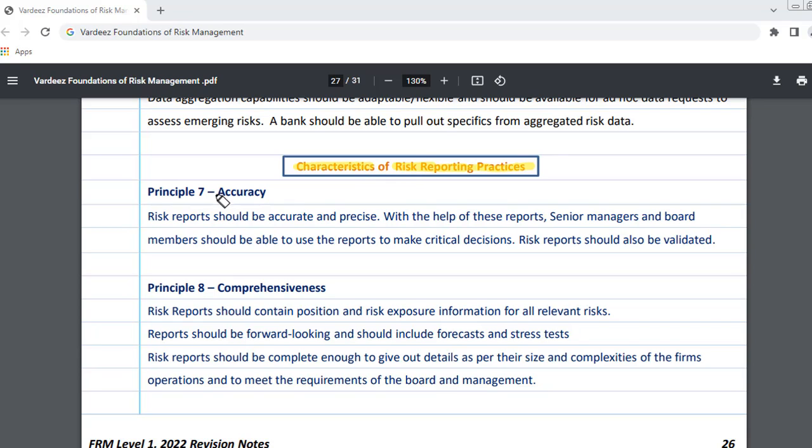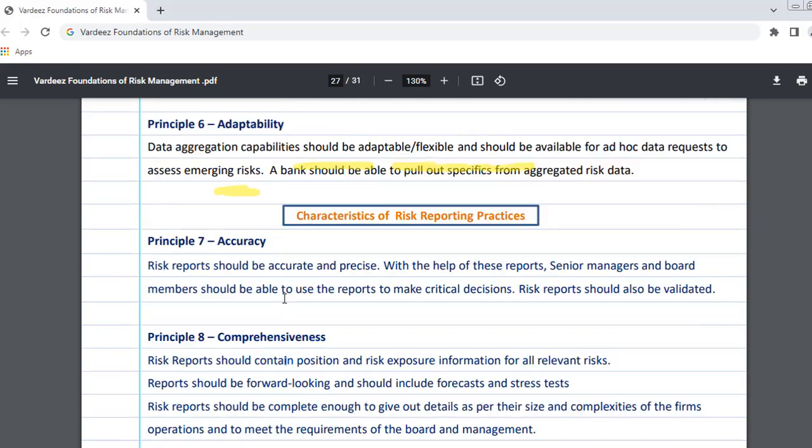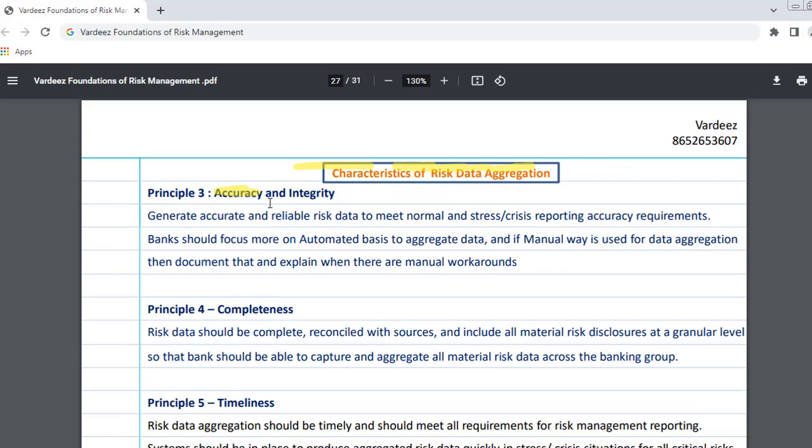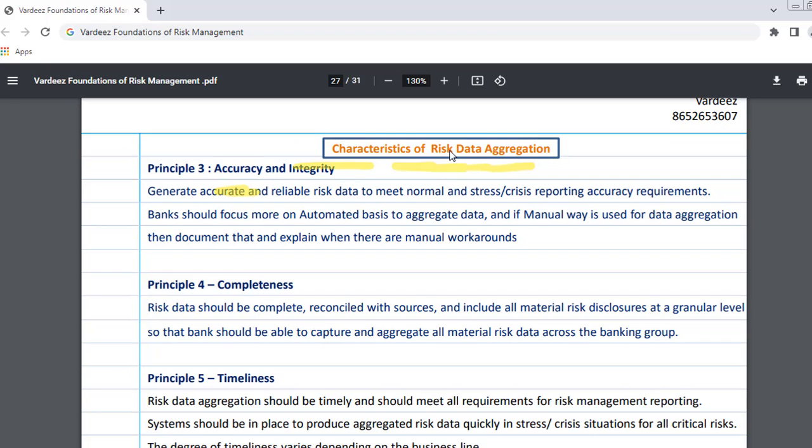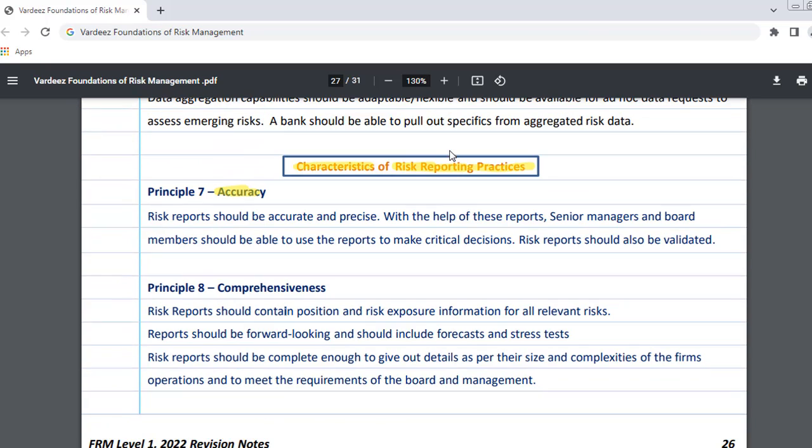Okay, so principle number 7 is accuracy. Now this accuracy and that accuracy are different. That was the ideal characteristics of risk data, but here we have the ideal characteristics of risk reporting. So they are both different, and that's why we have another principle.